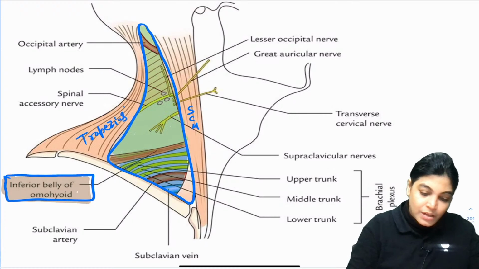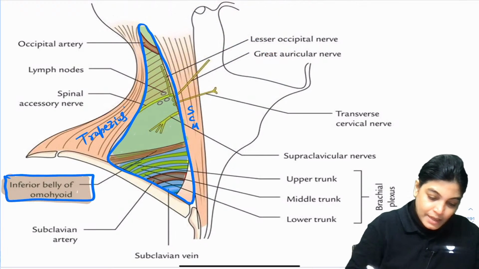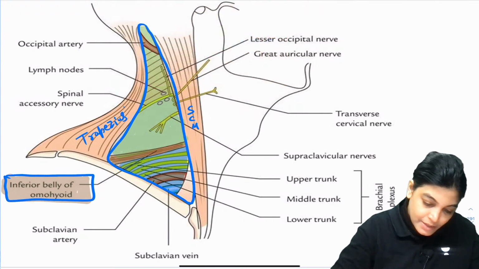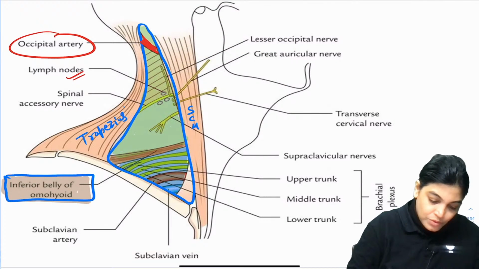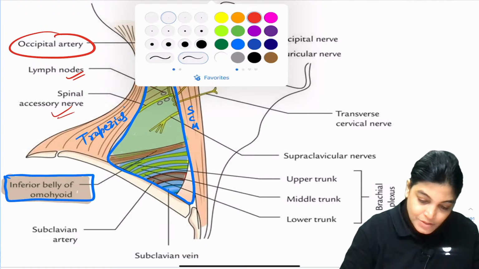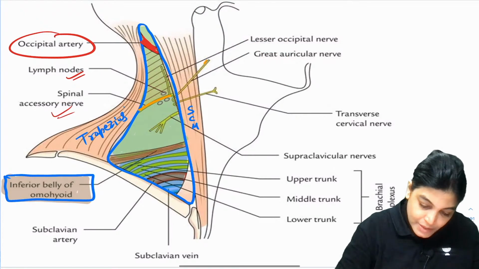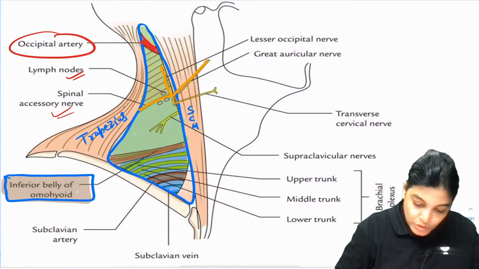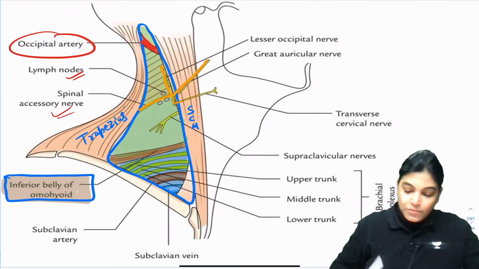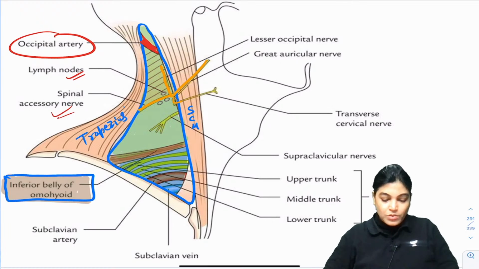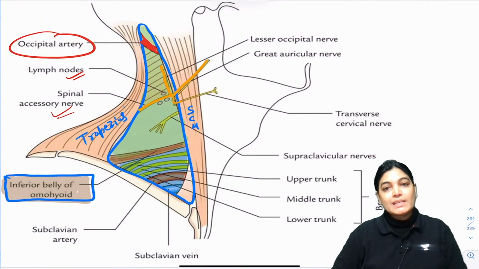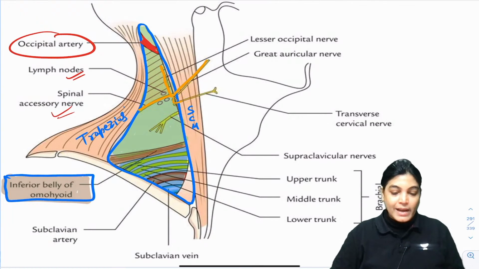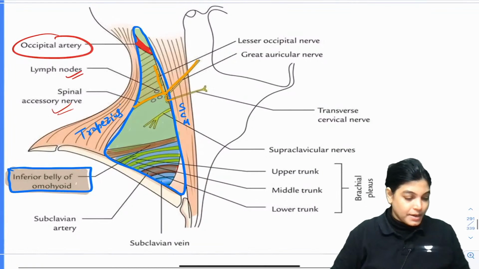The contents of the occipital triangle are: it is containing the occipital artery, the occipital lymph node, and the spinal accessory nerve. It is also containing 4 cutaneous nerves sprouting out. What are these? We have got 4 cutaneous nerves which are sprouting out from this triangular space, that is the occipital triangular space, the upper triangular space of this area.